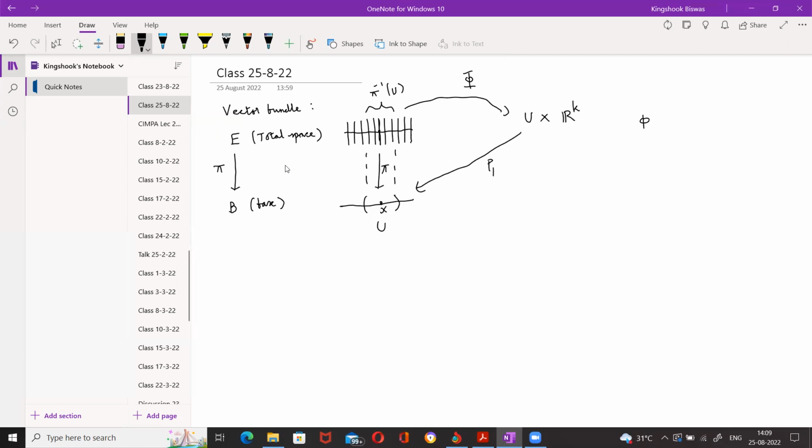So this phi is a diffeomorphism. So phi of pi inverse x is equal to singleton x cross R^k for all x in U. And what we want is that this phi is called a local trivialization.